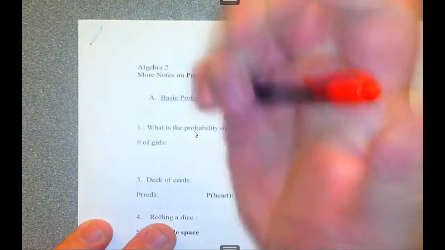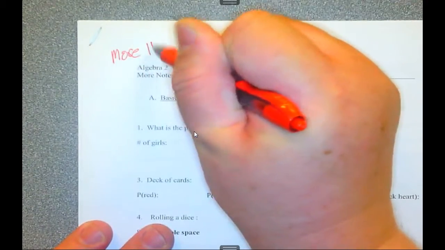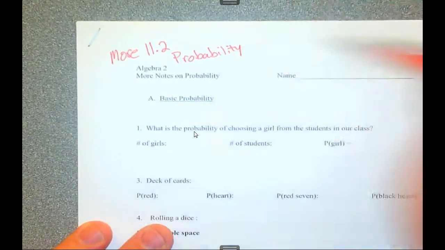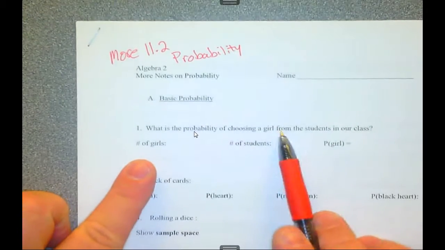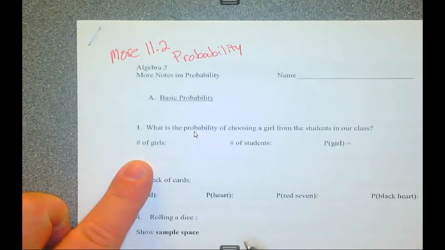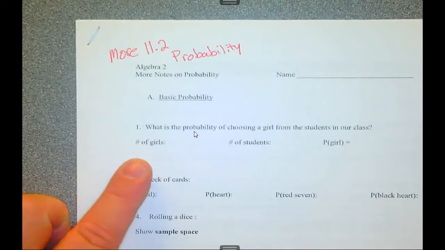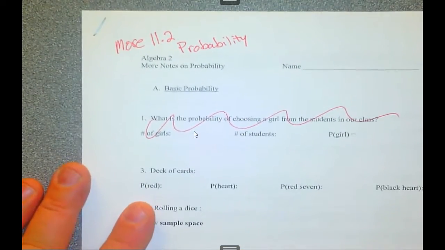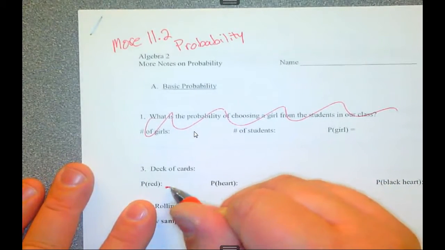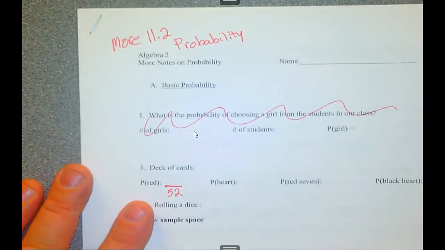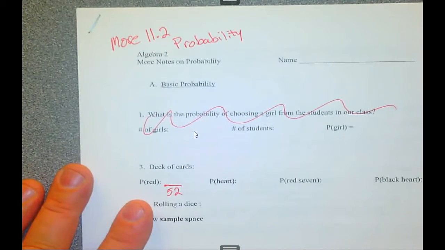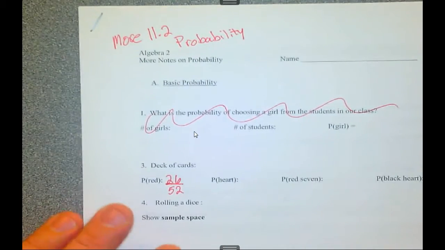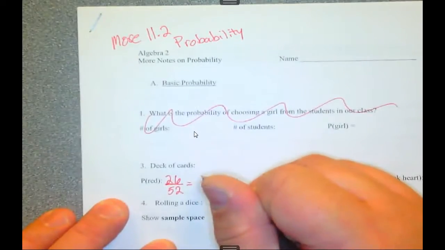Okay, so this is more 11.2. What is the probability of choosing a girl from the students in our class? Yeah, we don't know how many girls. I'm not going to do this one. Deck of cards. What's the probability of pulling a red? Well, there's 52 cards in the deck, right? How many of them are red? One half. Half of them are red, right? Yeah, 26 out of 52. If you want to reduce, that'd be one half.